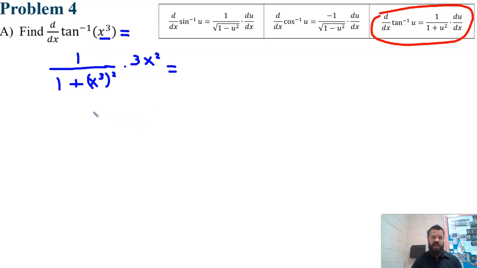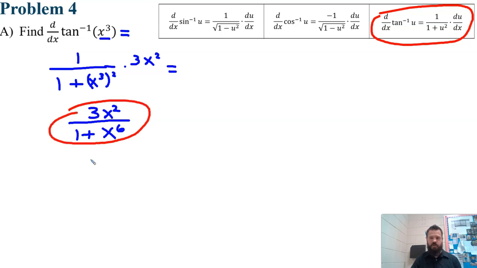Alright, so simplifying this down, we'd have a 3x squared across the top, all over 1 plus x to the third squared. Okay, I'd multiply those x components together, an x to the sixth. Alright, so there's my derivative rule. You give me an x value, I'll be able to find you the slope of the tangent line for that x value for the tangent inverse of x to the third.